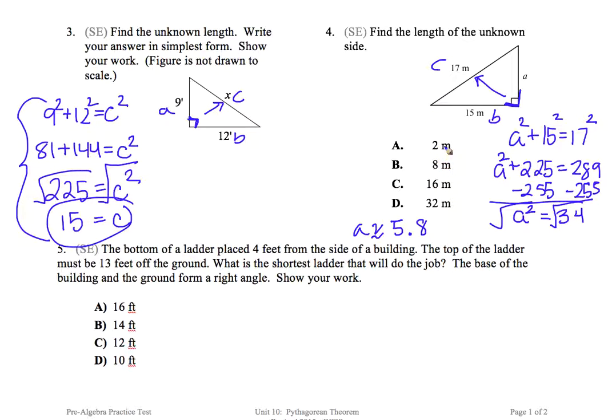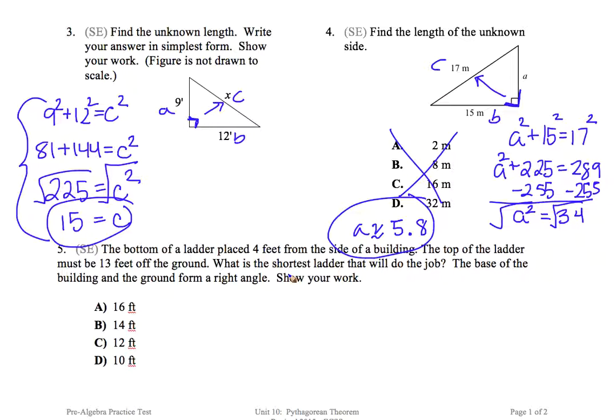5.8 isn't an option. All right, very interesting. I'll have to go see what the issue is with that and what they say on the key. But A equals 5.8. All right, number 5.